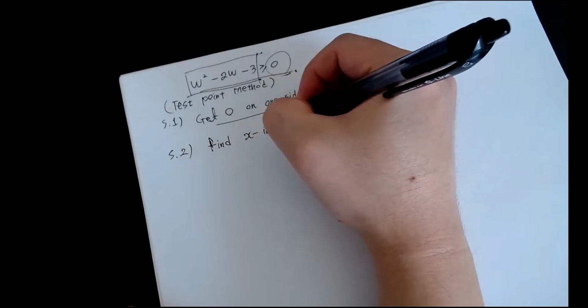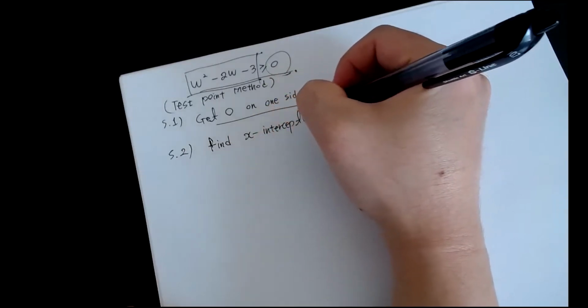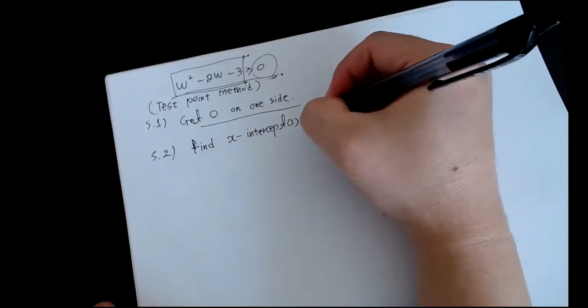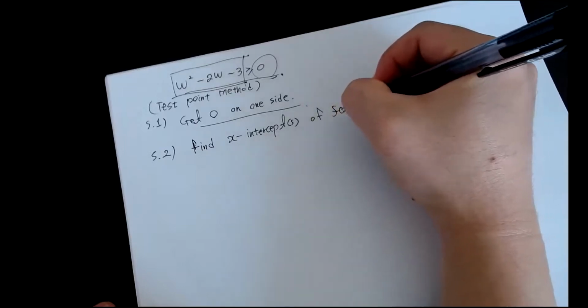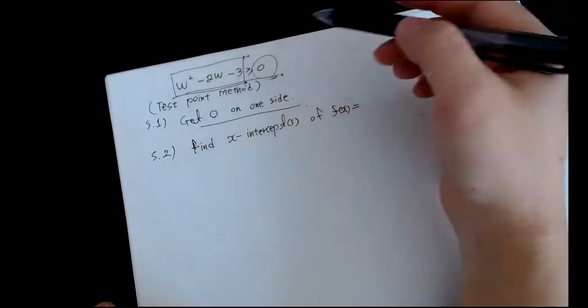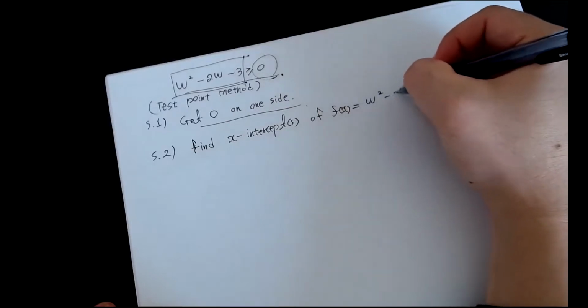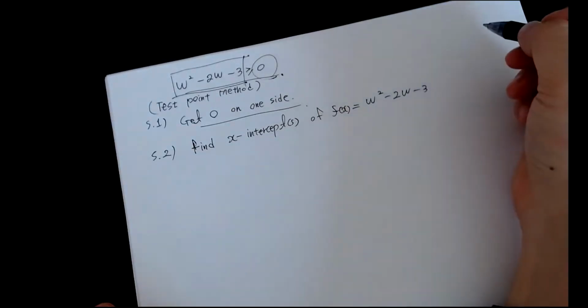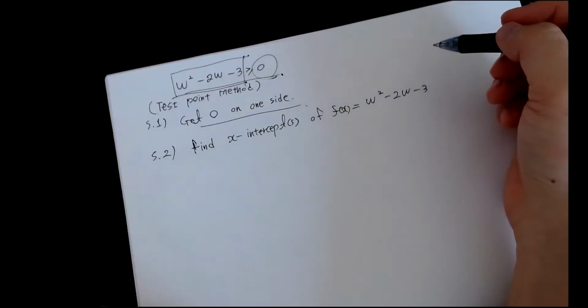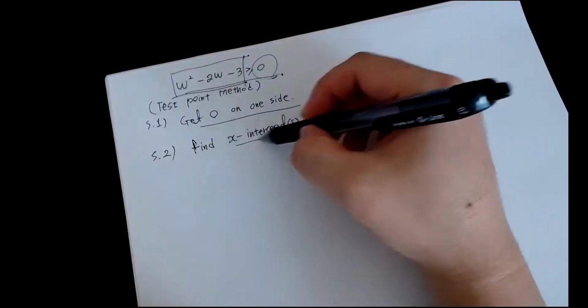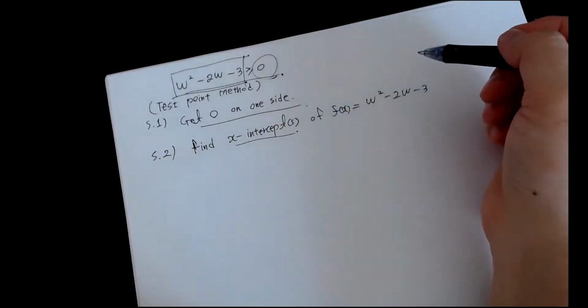The x-intercept of f of x, defined by the left-hand side of the inequality, w squared minus 2w minus 3. I've told you several times, the x-intercept is nothing but what? The zeros.